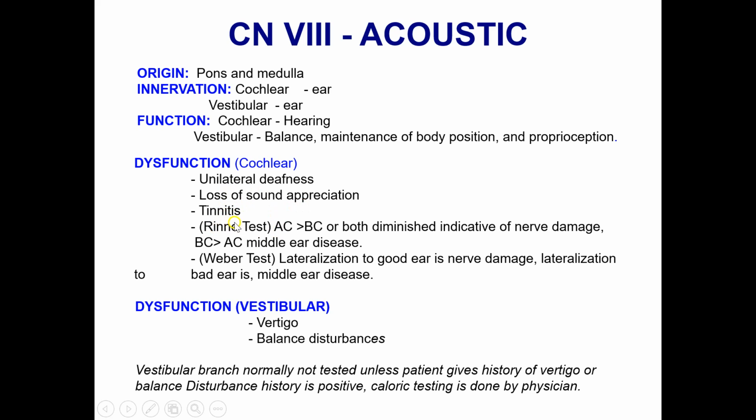How do you check it? You check it with simple clicks or clock clicks close to the patient's ear, and otherwise its function is tested with Rinne and Weber tests with a tuning fork. Dysfunction of the vestibular nerve will lead to vertigo and balance disturbances. The vestibular branch is usually not tested unless the patient gives a history of vertigo or balance problems. Caloric testing, which is not routinely performed, is usually done by neurophysicians.